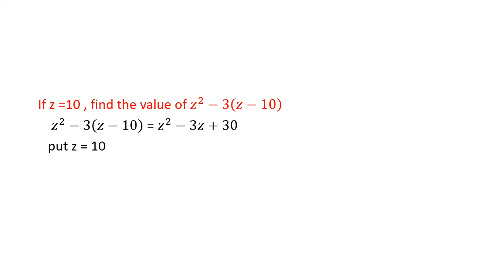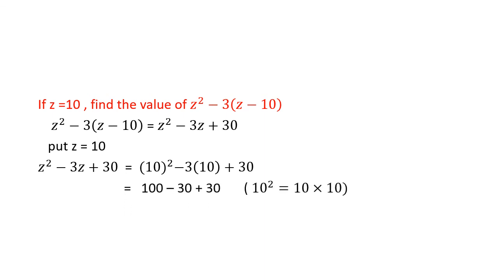What is our z value? 10. So apply the value of z. Our expression is z square minus 3z plus 30. So in place of z, 10. So 10 square minus 3 into 10 plus 30.